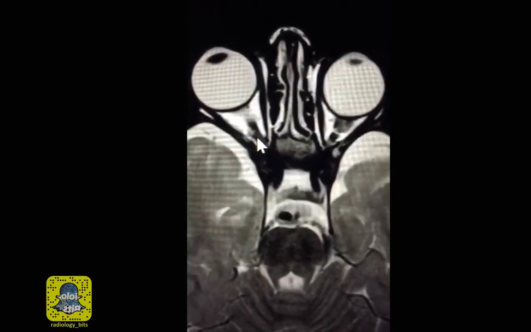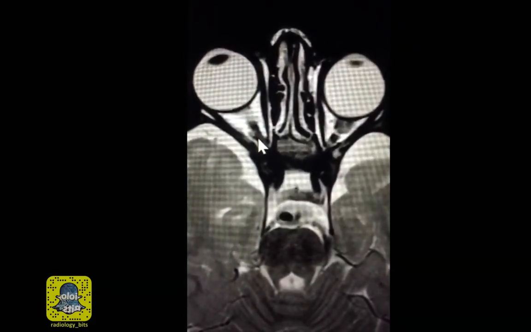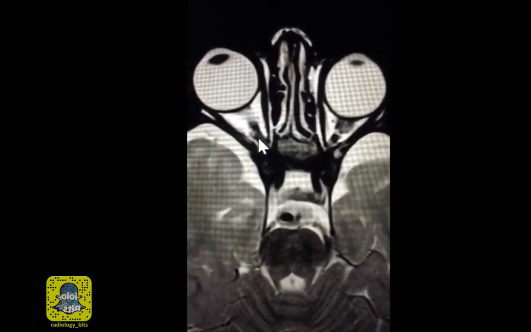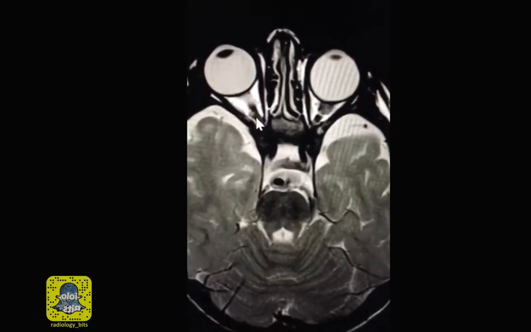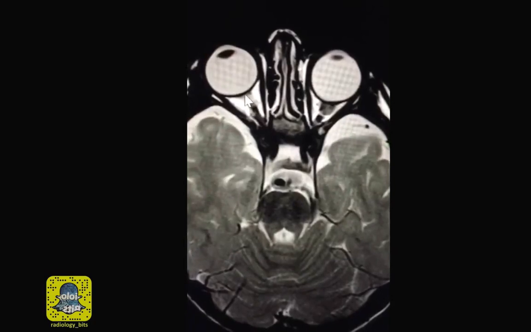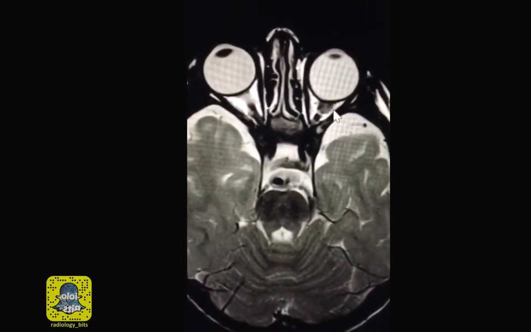Now there are more anatomical details that we could talk about when we discuss imaging of the orbit, but let's go to the most important finding here. Compare the right orbit with that of the left orbit.